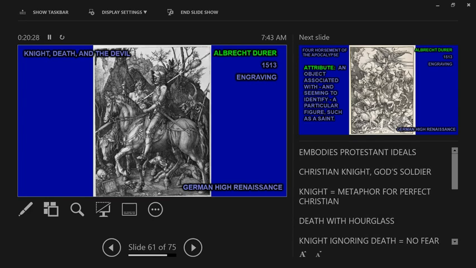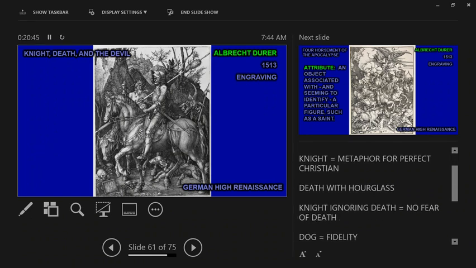This embodies a Protestant ideal that the Christian knight is God's soldier, and a knight is a metaphor for the perfect Christian. Death is there with his hourglass right here. And notice that the knight is ignoring death, because he is Christian, has no fear of death, because he knows that when he dies, he will go to heaven. So there's no reason to fear death.